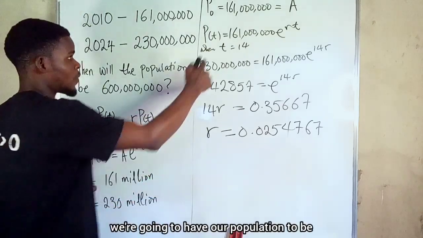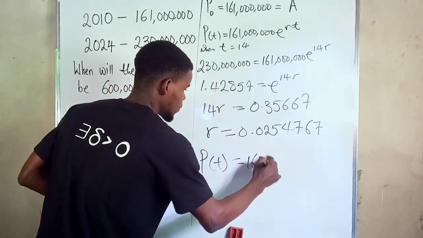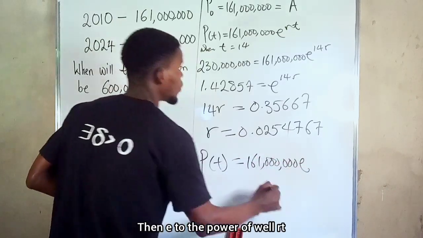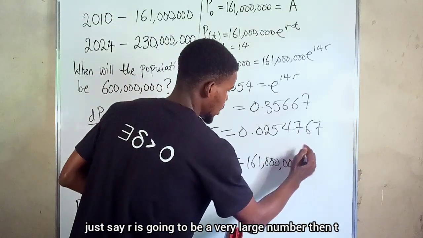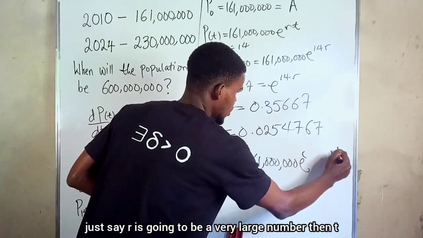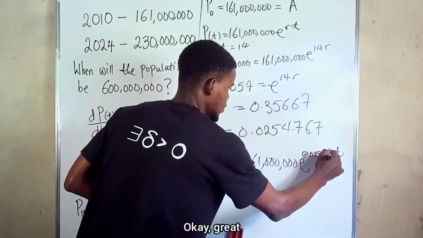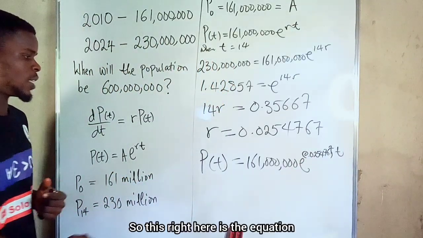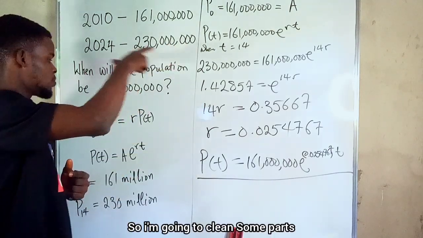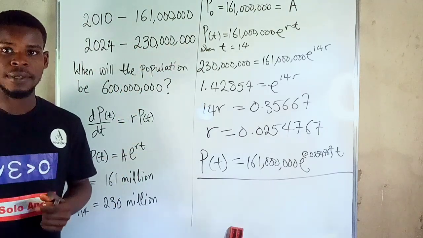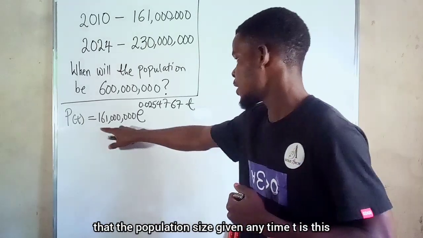That is to say, our population P of t is 161 million times e to the power of rt, but we found r as this. Let me just say r is going to be a very large number than t. It's not a large number, but it consumes a lot of space: 0.0254767. So this is the equation that will help us know the population at any given time. I'm going to clean some parts, and then we're going to continue from here.